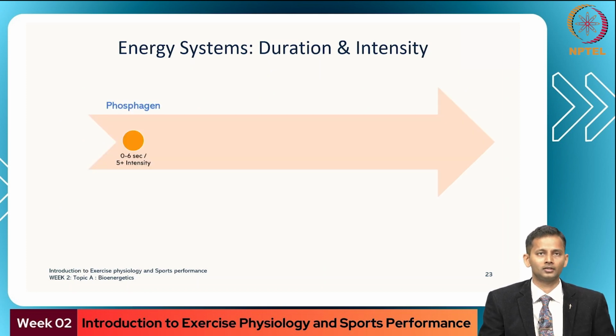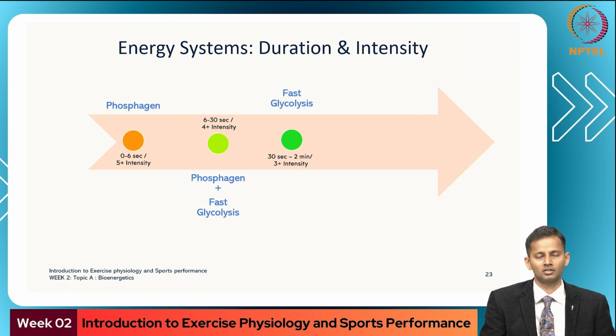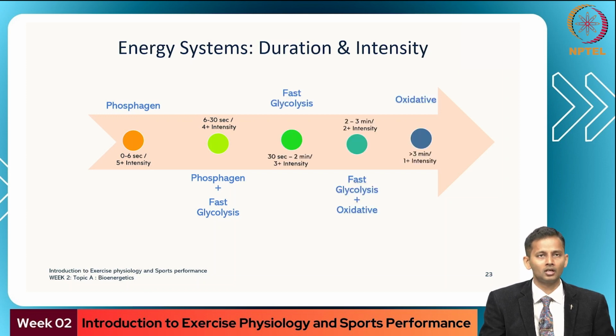So we saw that with duration and intensity, these energy systems interplay. Let's see how it happens. The phosphagen system comes into play in the initial 0 to 6 seconds, which is the time duration for which it can cater. Phosphagen with the fast glycolysis, that is the anaerobic glycolysis, the energy storage can last for about 6 to 30 seconds. With an intensity on a scale of 5 it will be 4, whereas for phosphagen it is 5 plus, very high intense activity.